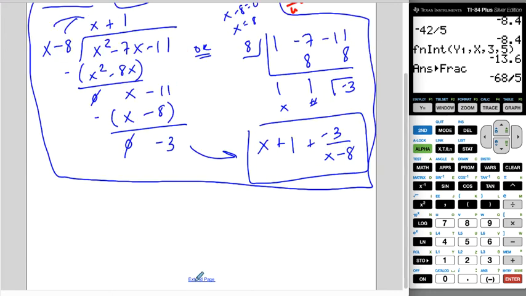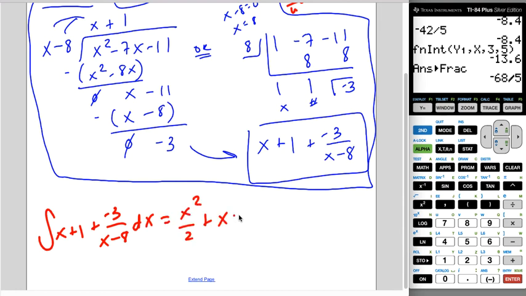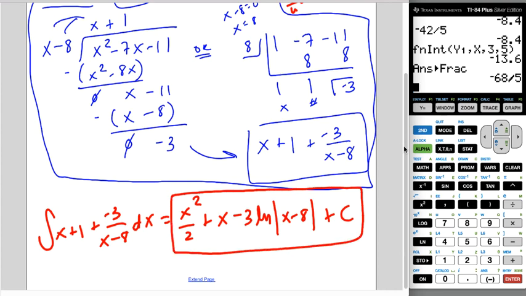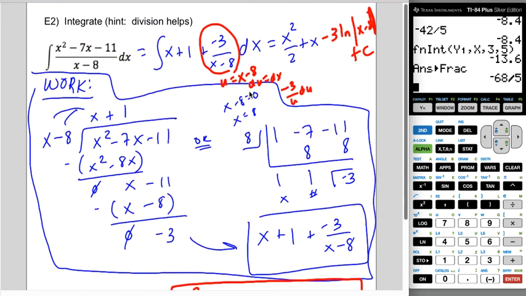So I ran a little bit low on space, so we'll copy that down here again just to make it clear. When I integrate this, I get x squared over 2 plus x minus 3 natural log of x minus 8 inside an absolute value plus c. So technically, this piece is u sub, right? It really is. It is u sub. It's just a really simple u sub, right?